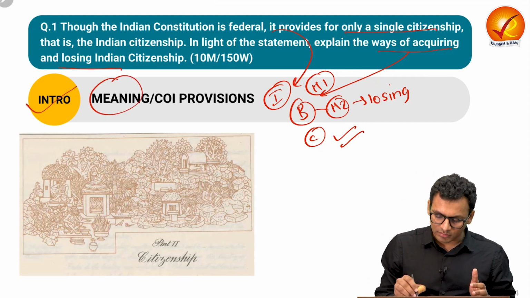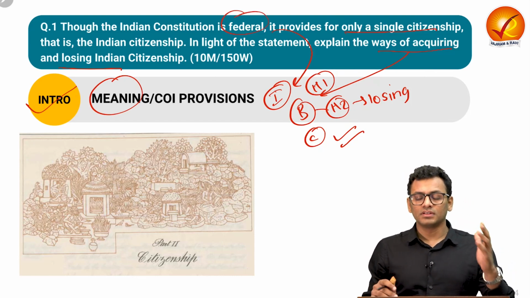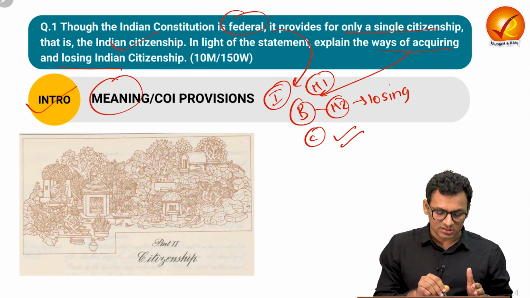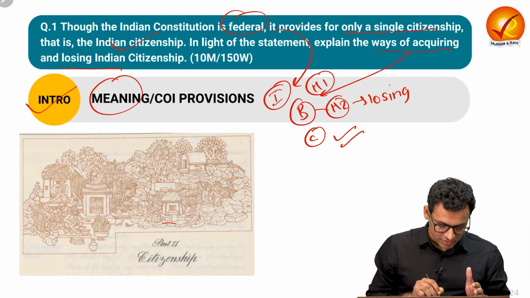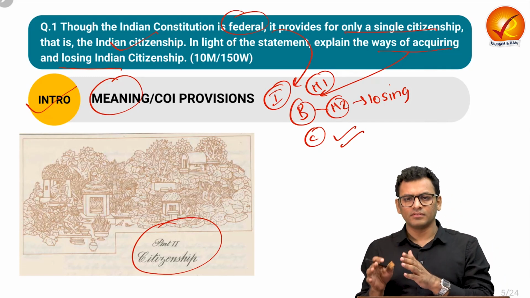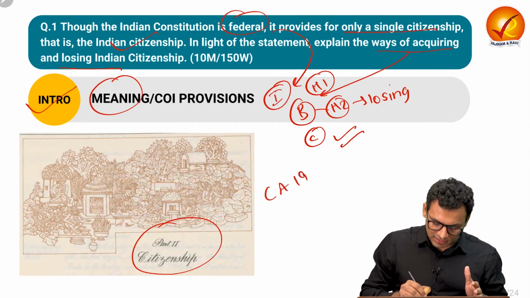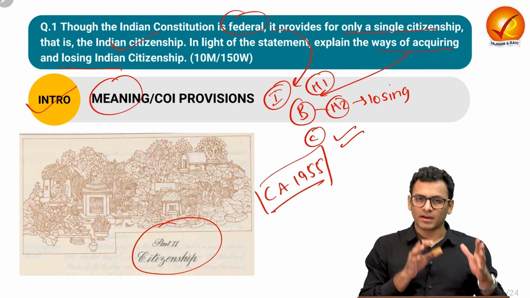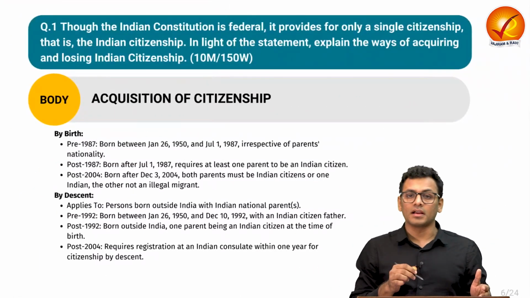Over here, you can talk about the meaning. Even though the Indian Constitution is federal, as in we have the union government as well as state governments, we only have single citizenship, that is Indian citizenship, and no state citizenship. That is reflected in the constitutional provisions of Part 2, Citizenship, where Articles 5 to 11 talk about citizenship. We also have the Citizenship Act of 1955, which lays down rules and regulations with respect to acquiring and losing Indian citizenship.